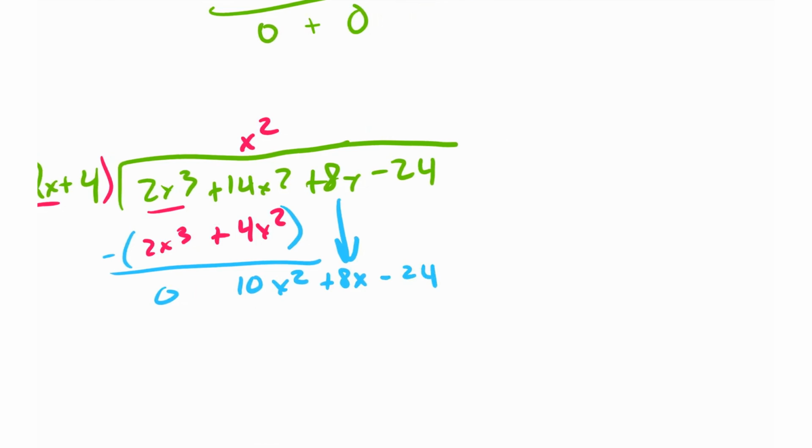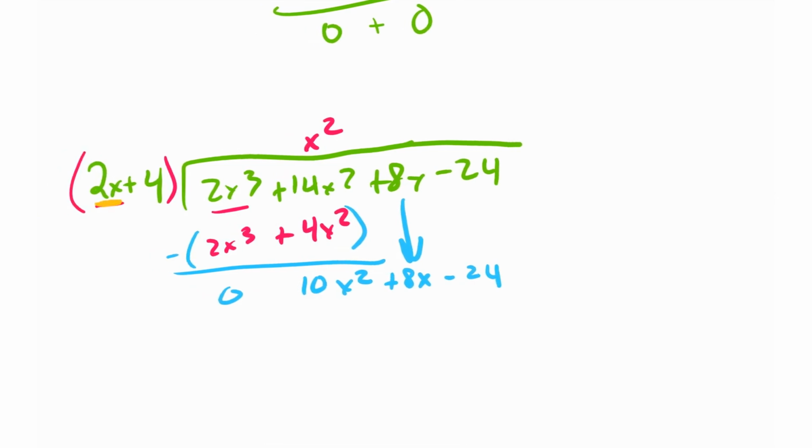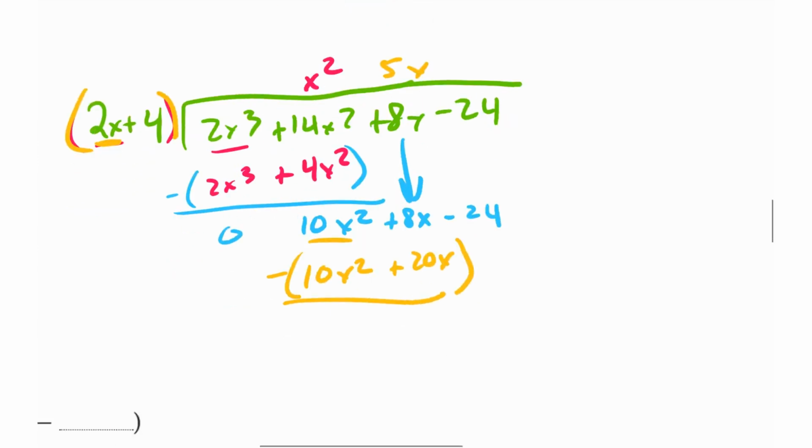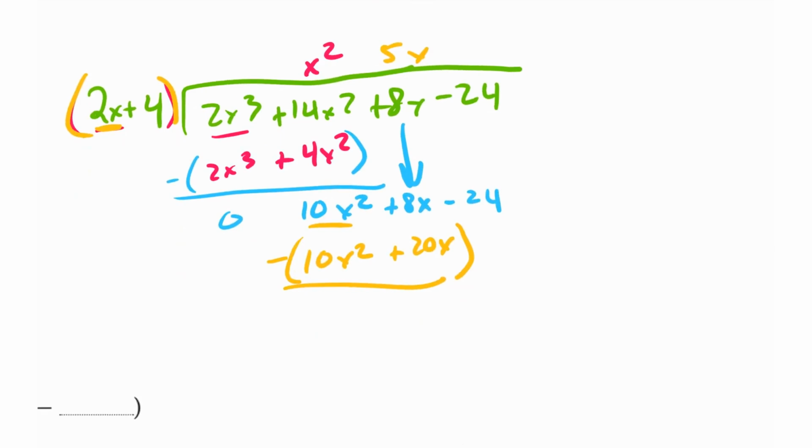The next thing I need to do is check 2x over here multiplies by what to get 10x squared? That would be 5x. Multiply 5x times 2x plus 4 to get 10x squared plus 20x, and subtract all that. Again, remember to put the parentheses here so that you remember that you're subtracting each term, so that when we do this first one, we get 0, which is good. And then when we do 8x minus 20x also, we end up getting negative 12x.